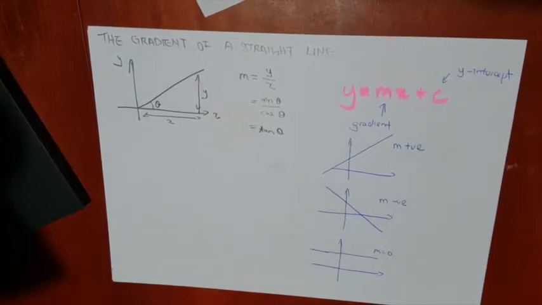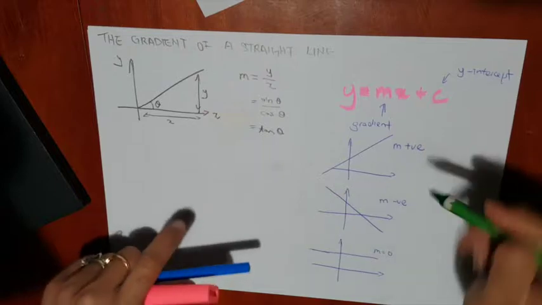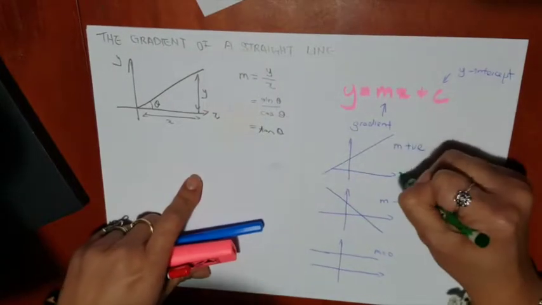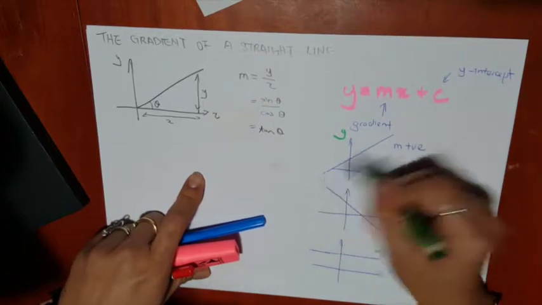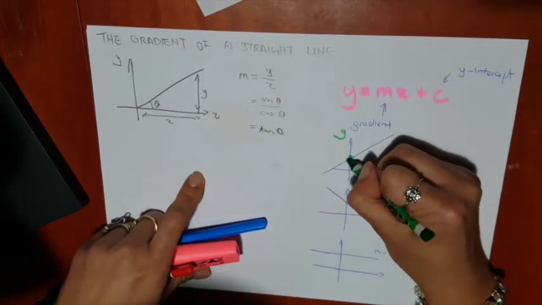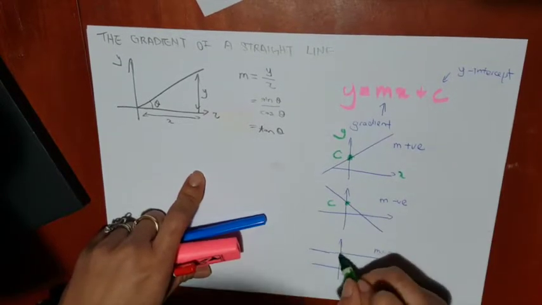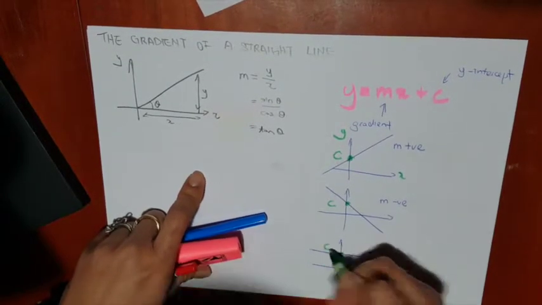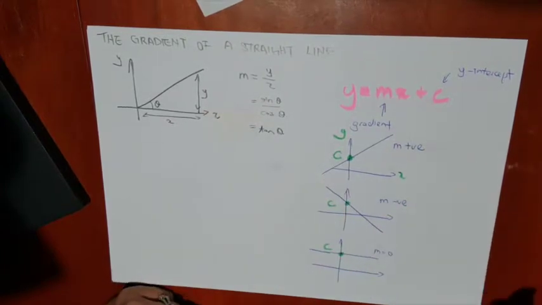Is this okay? So where is the y-intercept in this case? This is my x and this is my y. My y-intercept will be where the line crosses the y-axis. So this is my y-intercept. This is also my y-intercept. And this is also my y-intercept. This is a very important concept to understand when you're doing this.